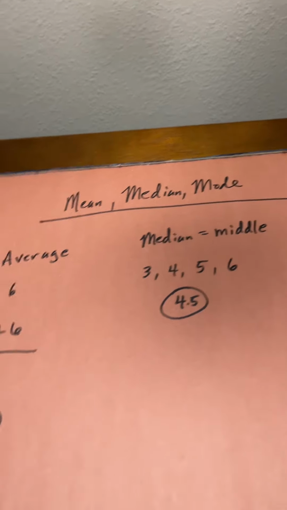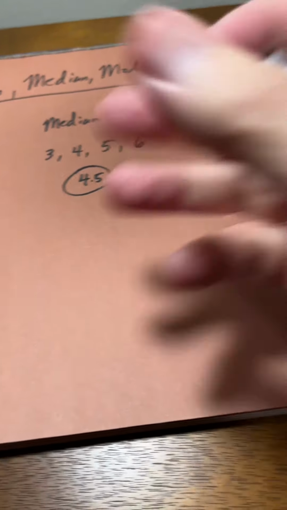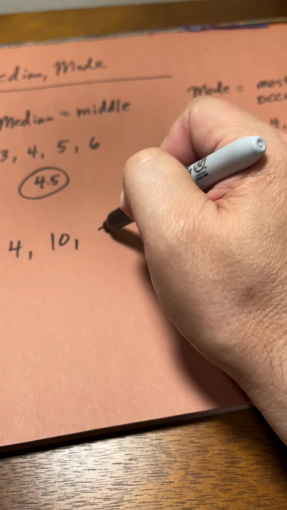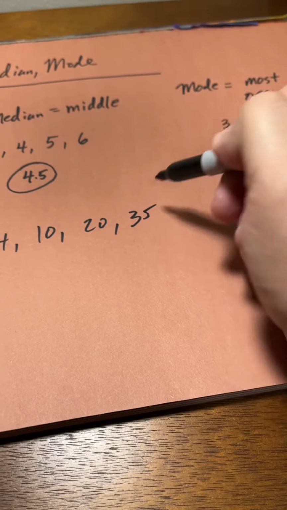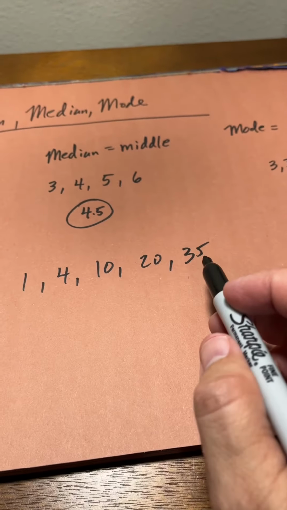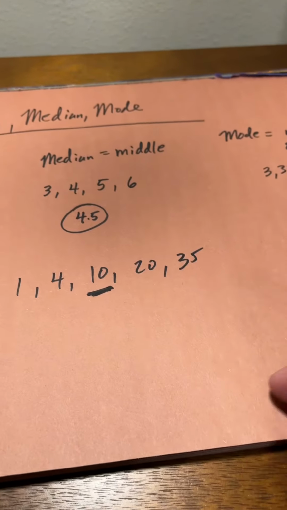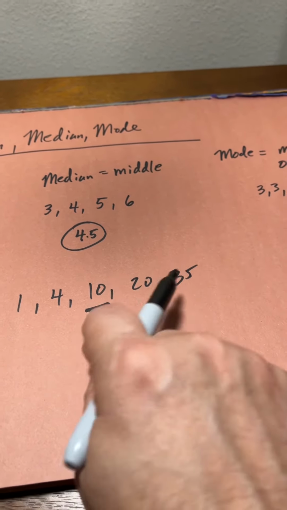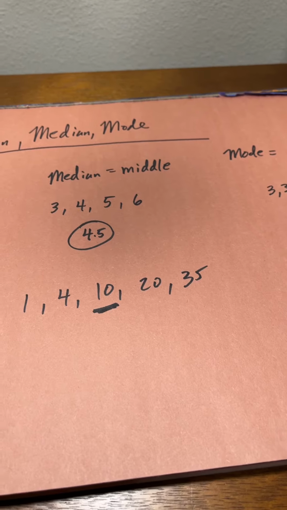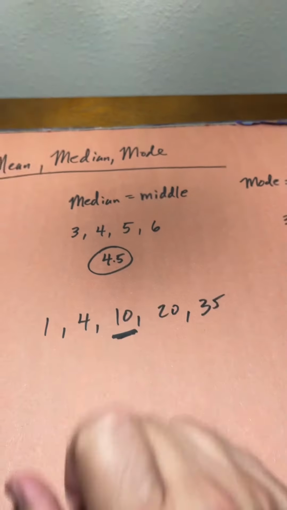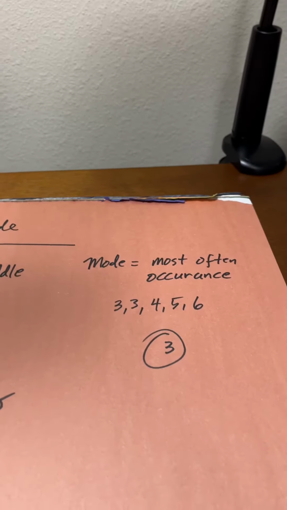So if you have an odd number of numbers, let me show you an example of that. Let's say we had 1, and then we had 4, and then we had 10, and 20, and 35. So those are in order. And notice we have 1, 2, 3, 4, 5 numbers. Well, 10 would be in the middle. So 10 would be the median in this list of numbers. So if you have an odd number, it's pretty easy to find the one in the middle. But if you have an even number, then you have to find the average of the 2 that are in the middle.